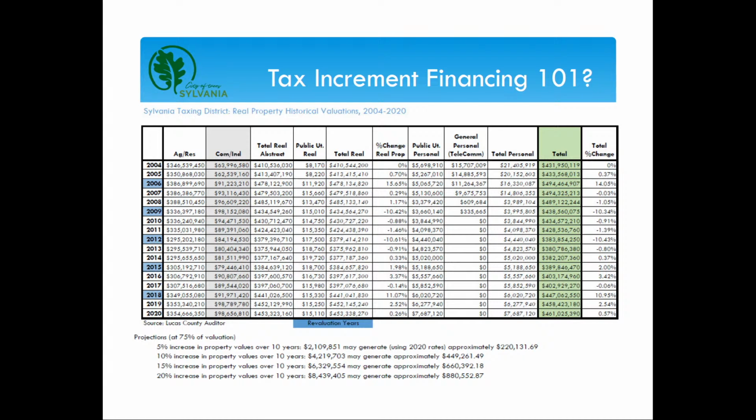You get a letter in by the end of the year, and they have to see you by March 30th. And you go before the board of revision, I think it's 3 to 5 people, and you tell them why you think the property valuation is too high. So there's always that process for anyone.